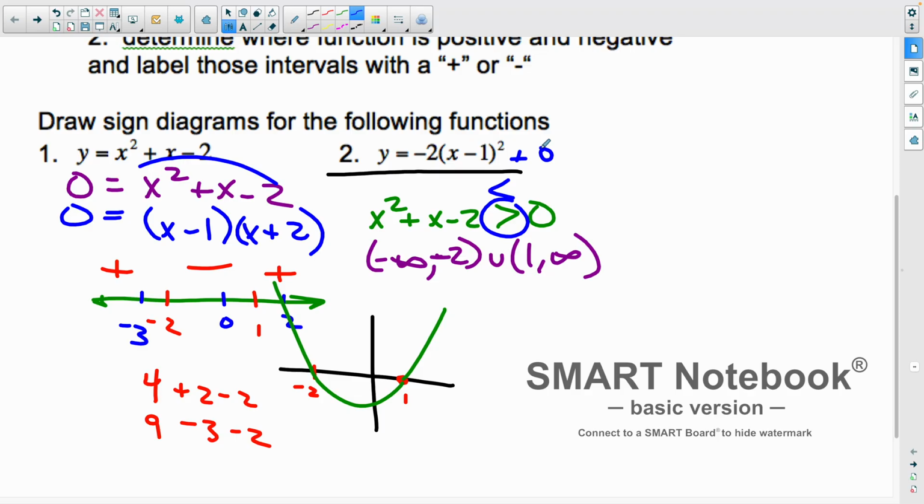So what is my vertex? 1, 0, right? And so I could graph that pretty quick. I could say 1, 0 is here, and then it's concave down, and we're there. Now, before I get that, I want to do more of what we've been talking about. We want to find critical values, which are x-intercepts.